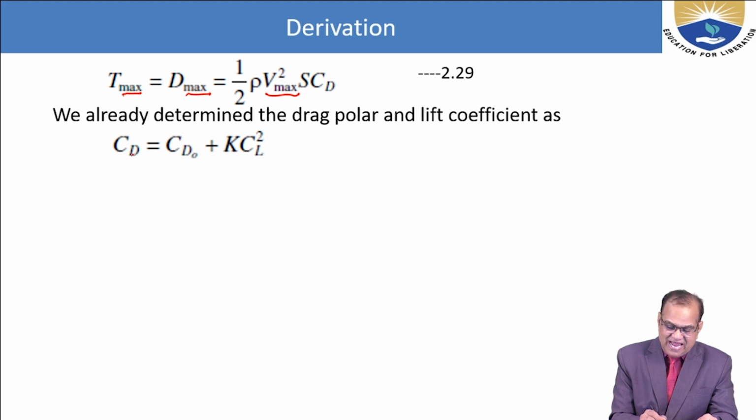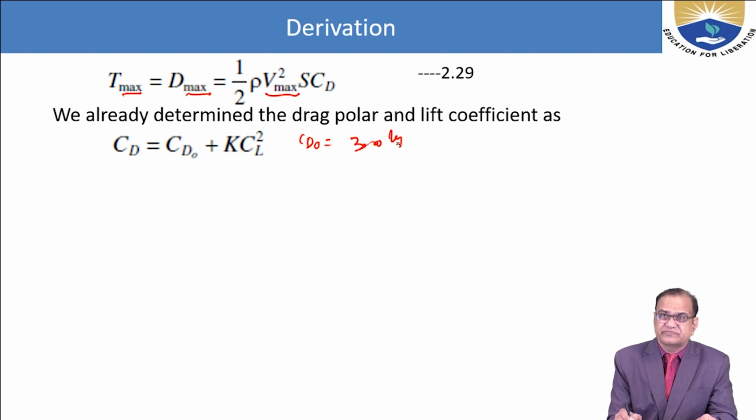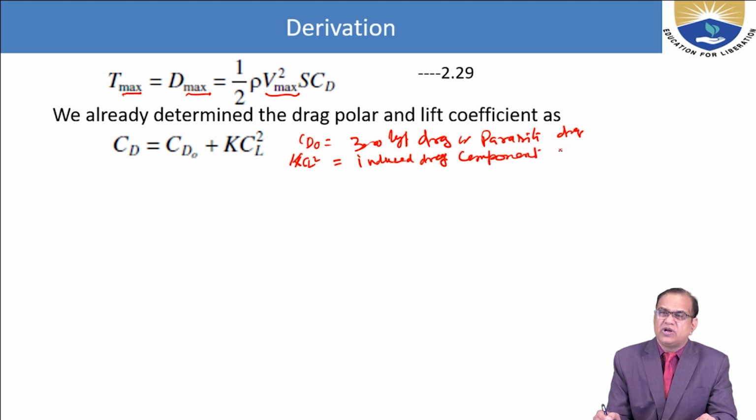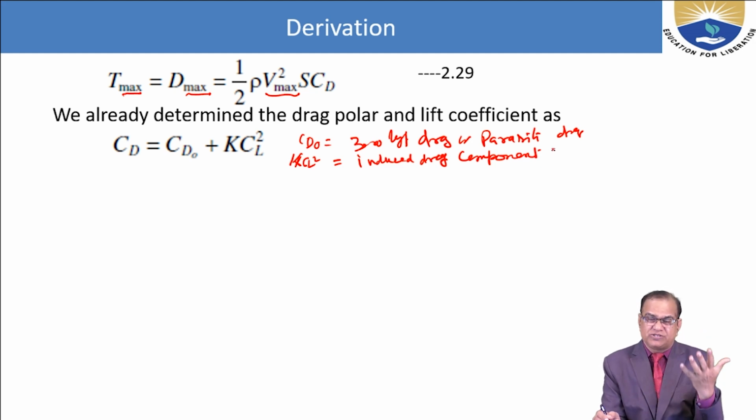We know that total drag is determined from the drag polar, and here CD is equal to CD naught plus KCL square, where CD naught is zero lift drag or parasite drag, and KCL square is the induced drag component. So we have two types of drag. One is the induced drag, another is the zero lift drag, the parasite drag.